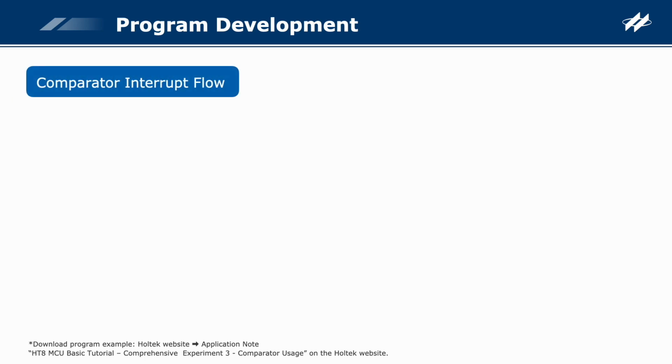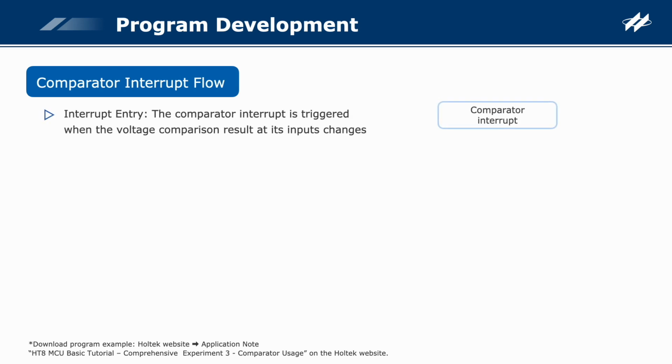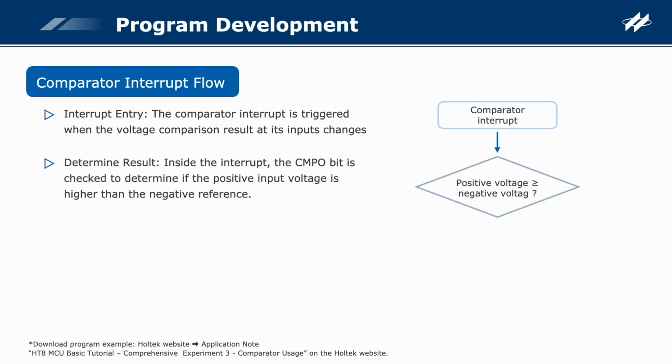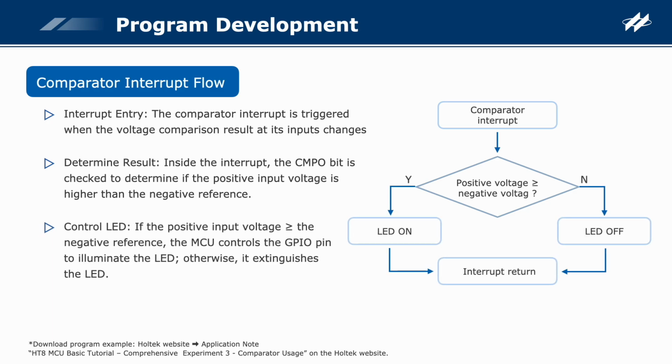The following describes the comparator interrupt function flow. After the MCU enables the comparator function in the main function, the comparator interrupt will be triggered when the voltage comparison result at its two inputs changes. Inside the interrupt service routine, it determines the relationship between the positive input voltage and the negative reference voltage. If the positive input voltage is greater than or equal to the negative reference voltage, the MCU controls the GPIO pin to illuminate the LED. Otherwise, it extinguishes the LED.